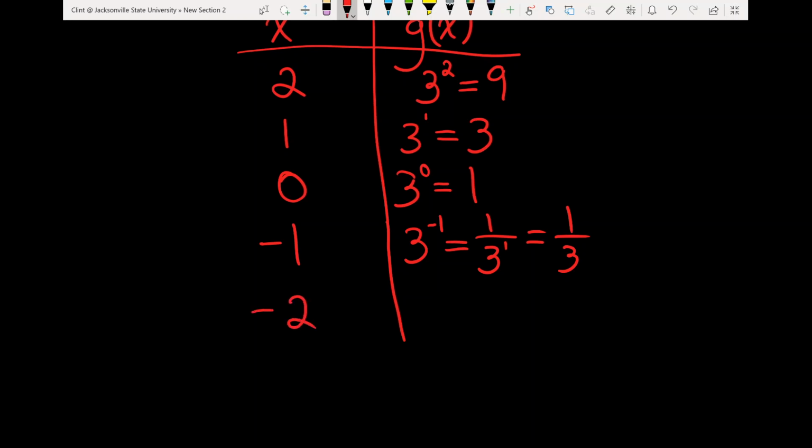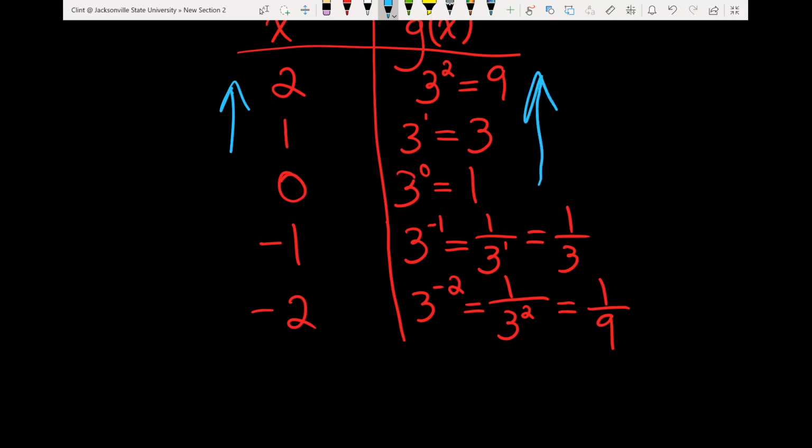If we try negative 2 for x, then we get 3 to the negative 2. So that's 1 over 3 to the second power, or 1/9. So you might be able to see a pattern here as our x values get bigger. All right, going this way. So our x values get bigger, our y values get bigger. Right. But if we go toward negative x values and we get smaller and smaller x values, what's happening? Our y values are also getting smaller, right? 1/9 is smaller than 1/3.